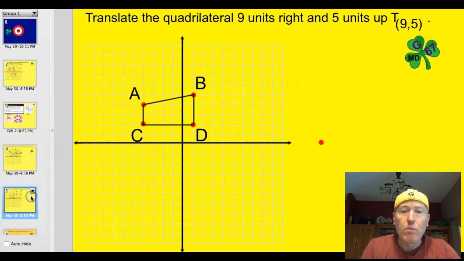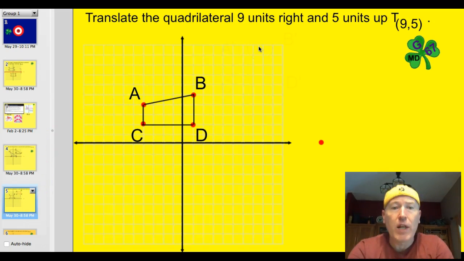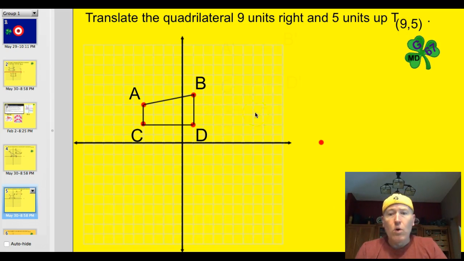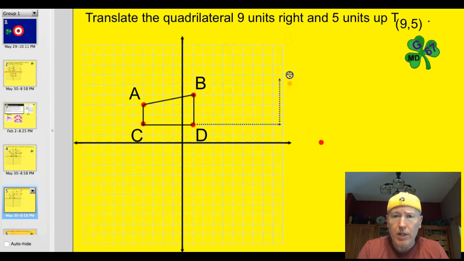We're getting close. One more, and then I'm cutting you loose. Now we need to translate the quadrilateral 9 units right and 5 units up. Translate it over 9, up 5. Okie dokie, let's see. Do I have a cheater? I do. There we go. So this is going to be our first point right here, over 9 and 5 up. We count 1, 2, 3, 4, 5, 6, 7, 8, 9, and then 1, 2, 3, 4, 5.